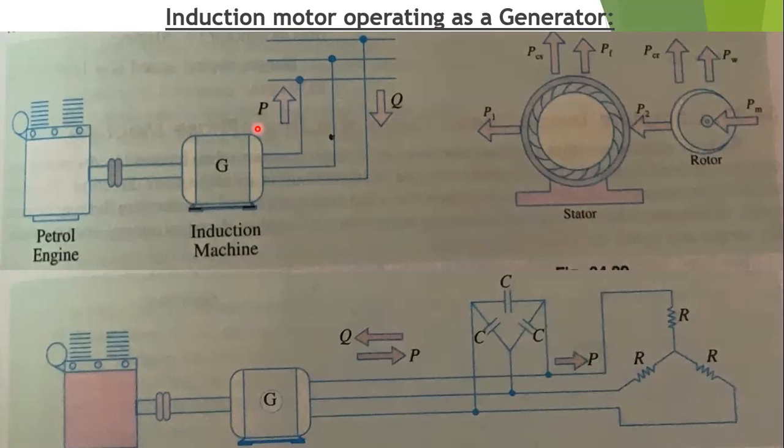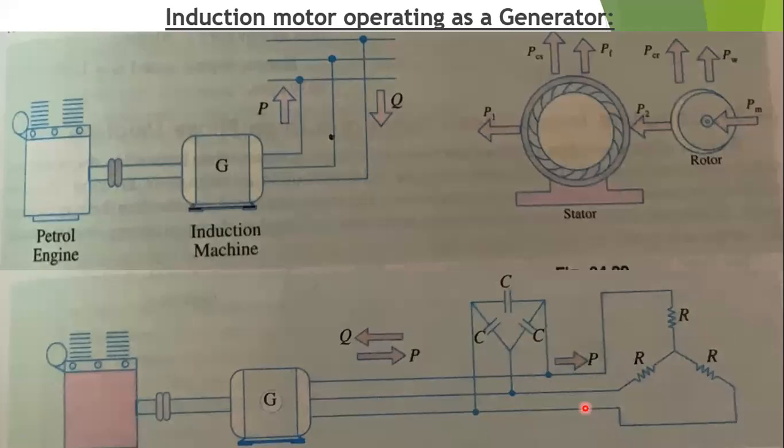The reactive power required by the machine can also be supplied by a group of capacitors if you connect them across the terminals. This capacitor arrangement can be used to supply a three-phase load. If there is a load, we can supply power to the three-phase load through this group of capacitors. This whole arrangement can be used to supply a three-phase load without using an external source; an external source is not necessary.